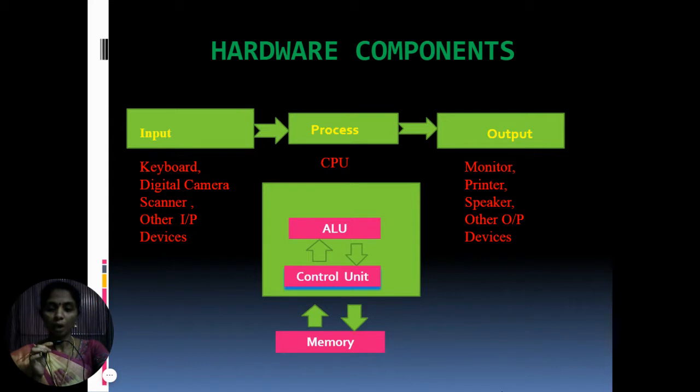The input output unit consists of the input unit and the output unit. The CPU performs calculations and processing of the input data to generate the output. The memory unit is used to store the data, the instructions and the output information. First, we will discuss the input output unit components.